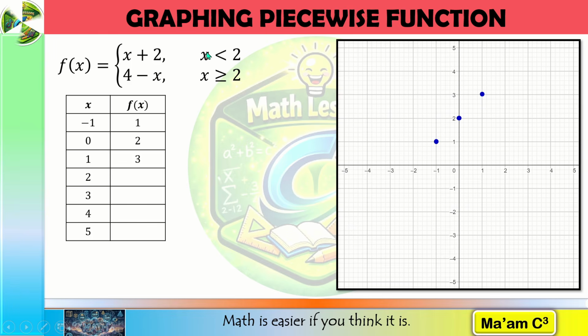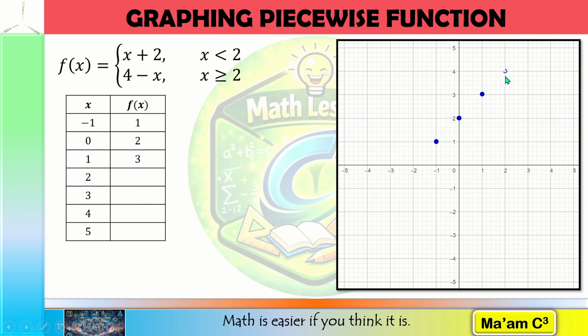The important value here is x equals 2. That's where the rule changes. For the first rule, we have x is less than 2. Notice that there is no equal sign. That means x equals 2 is not included, so we should use an open circle. So if I'm going to substitute 2 here, 2 plus 2 is equal to 4. So if x is 2, my y is 4.